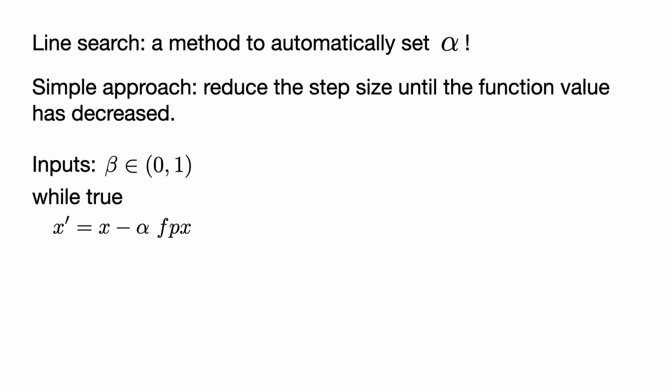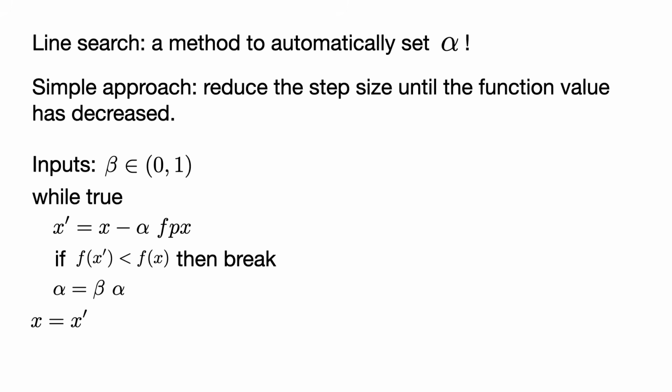And x prime is our candidate new point. If f of x prime is less than f of x, then we break out of this loop. We accept that value of alpha. Otherwise, we set alpha equal to beta alpha, which reduces its size. Now this will work, but alpha will continuously get smaller. It may be the case that a larger alpha would be beneficial.